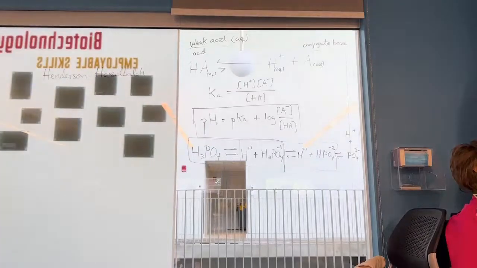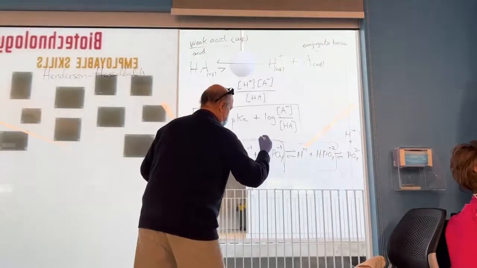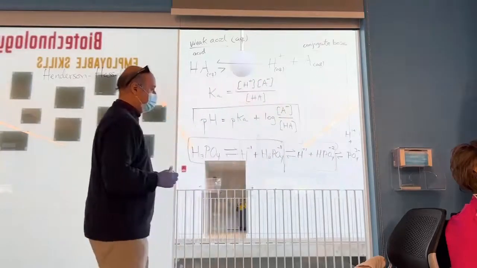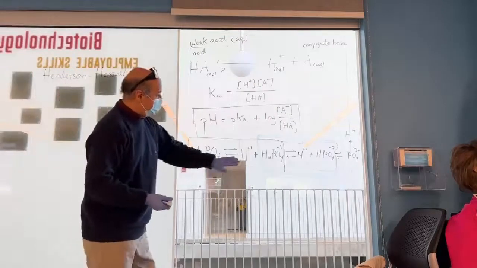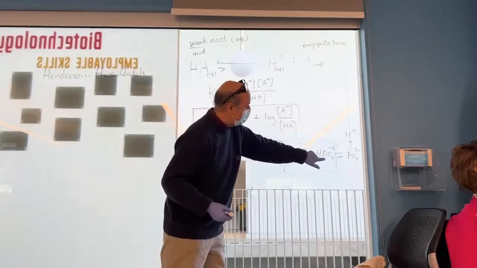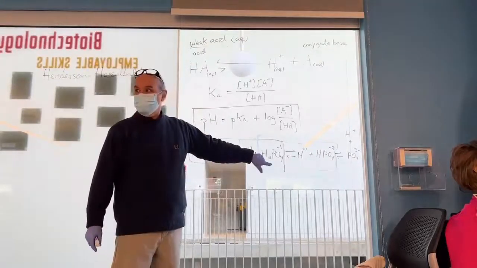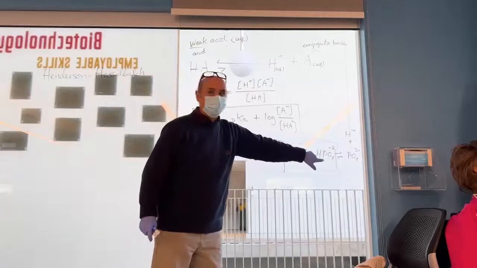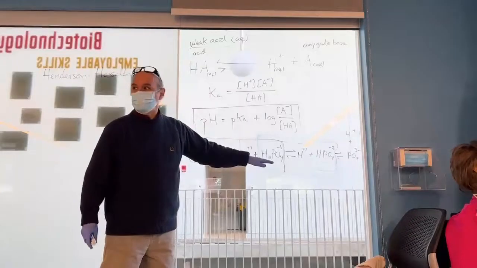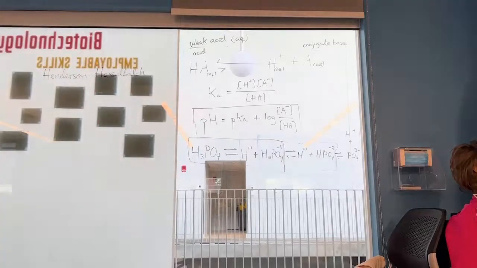Now, if I ignore this reaction and I look at this equilibrium, the one in blue, now we have H2PO4 minus dissociating into H+ and HPO4 2 minus. In that equilibrium, this guy is the acid and this guy is the conjugate base. How do you know? You always look at the protons. Whichever has more protons is the acid. Whichever has fewer protons is the conjugate base. Always in pairs, by the way.